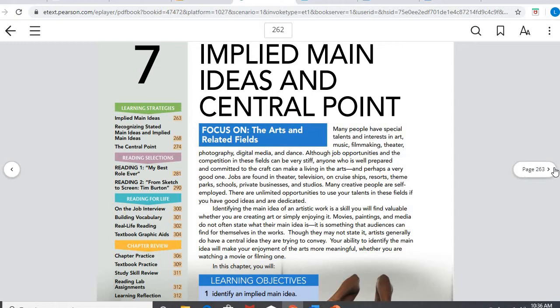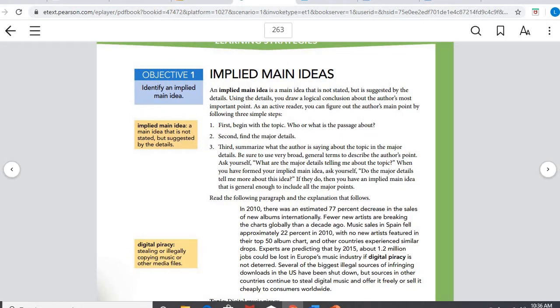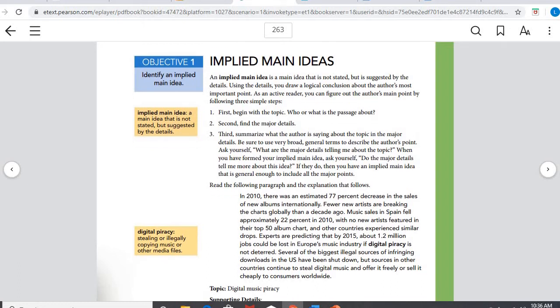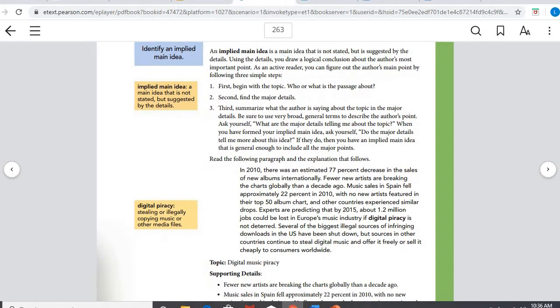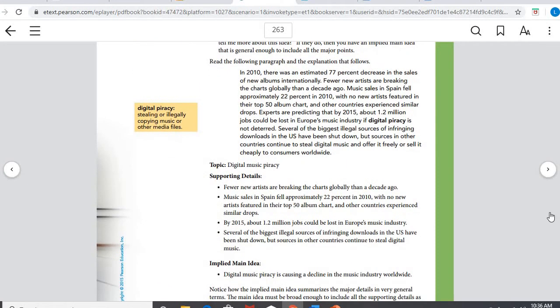So I'm just going to click over here. These next couple of pages go over what we just talked about in our PowerPoint, what an implied main idea is. It's not directly stated, but it's suggested, and it goes over some ways to get to your implied main idea, as well as some example paragraphs, which I encourage you to read if you need to, or if you would like to get a little extra practice.